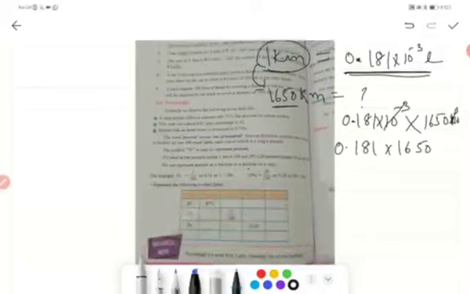If you multiply this, let me do it with the calculator. 0.181 into 1650 is 298.6. That means it is nearly 300, sorry, 300 liters. Okay, the answer is 300 liters.